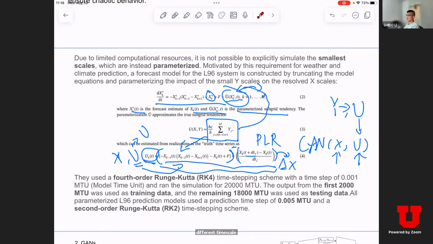Here, X and Y are spatial variables, right? Spatial variables. Yes. Because sometimes they use the weather to represent the small scale, the climate to represent the large scales. Does it make sense?